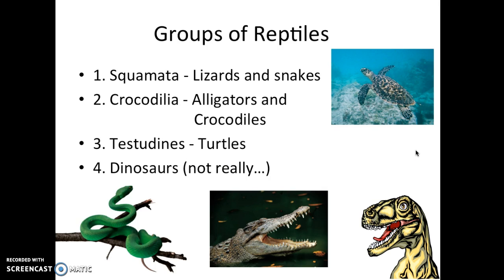Okay, we're going to be looking at the different groups of reptiles. We'll start with Squamata and go over those characteristics, move on to Crocodilia, talk briefly about Testudines, and we'll discuss why dinosaurs are not actually reptiles.